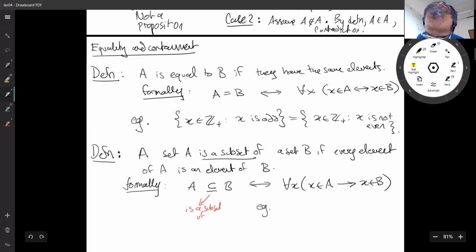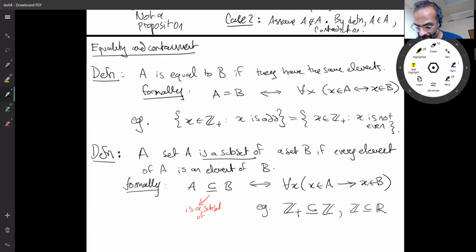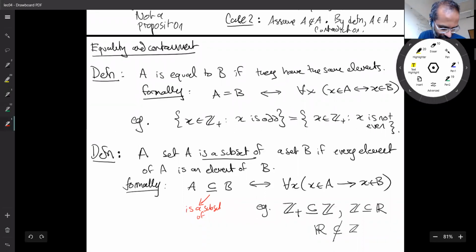For example, the set of positive integers is a subset of the integers, right? If something is a positive integer, it's an integer. The set of integers is a subset of the real numbers. If something is an integer, it's real. But this is a one-way relationship, right? The set of real numbers is not a subset of the integers. So this slash symbol means it's not a subset of. Why is that?